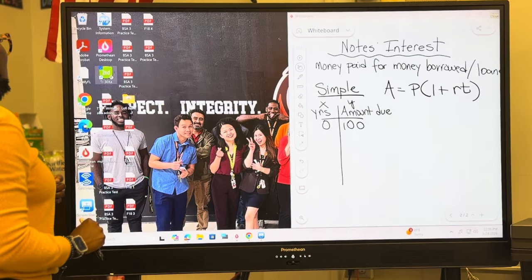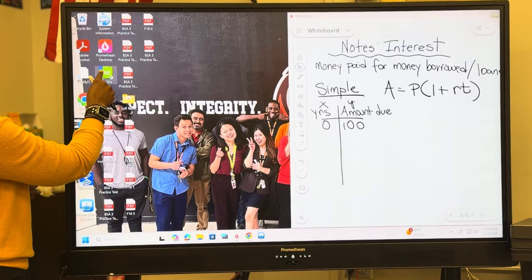Grab your calculators for me real quick. I want you to get practice with how we put this in the calculator.